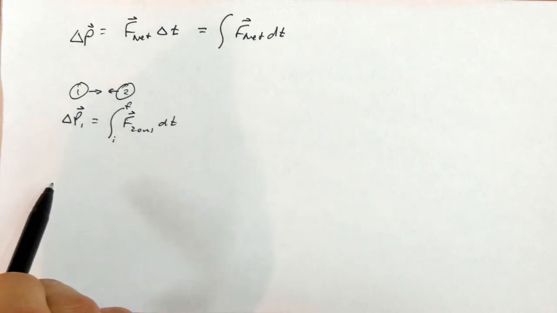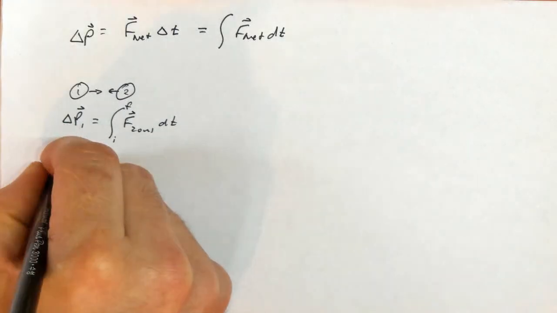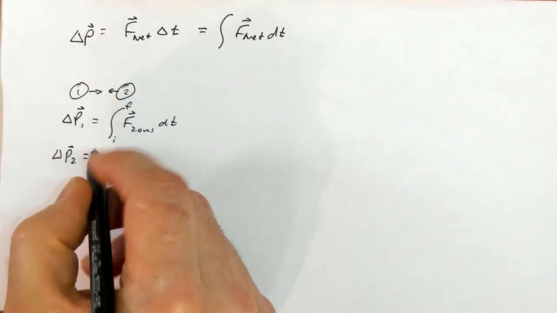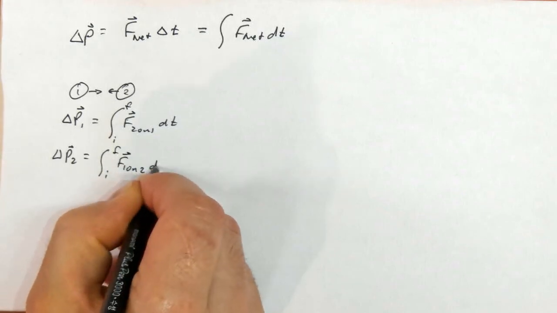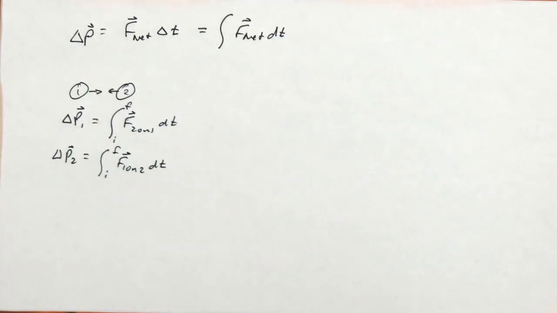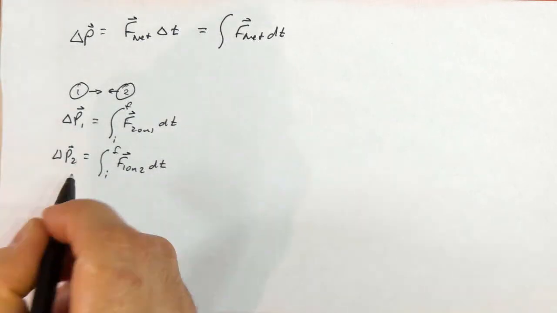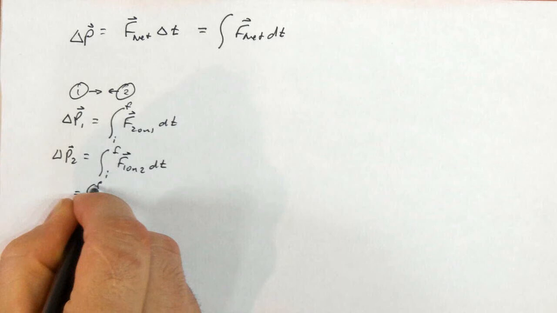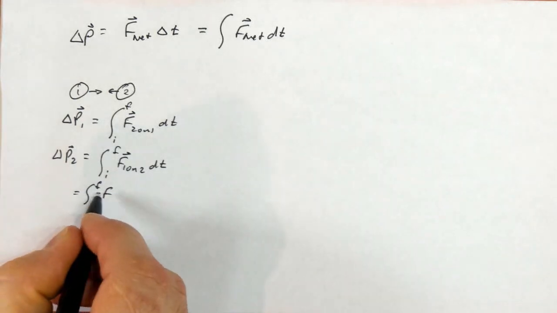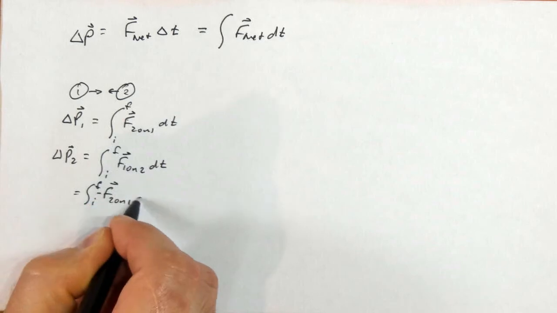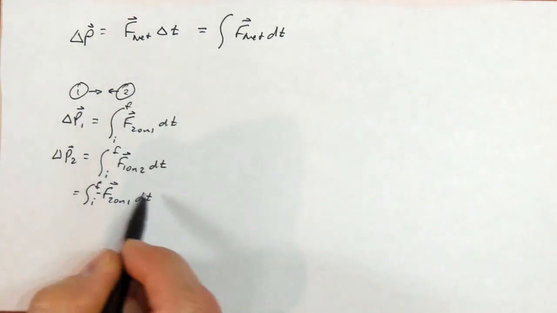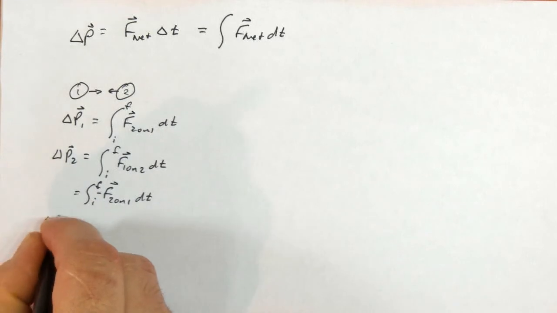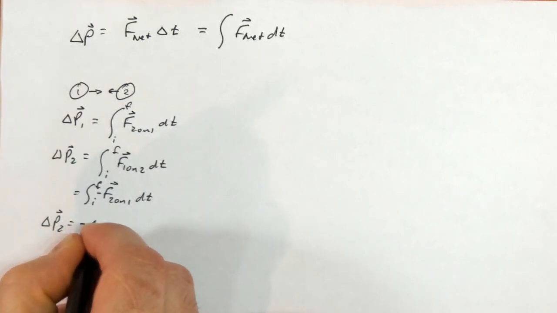Well, I could find the delta p of that one. What if I want to look at delta p of the other one? I'd have to do the same thing, only this would be F 1 on 2 times delta t. But we know by Newton's third law that F 1 on 2 is the same thing as negative F 2 on 1. Newton's third law says that two interacting objects have equal and opposite forces. So this is just the negative of that one, which says delta P2 vector equals negative delta P1.